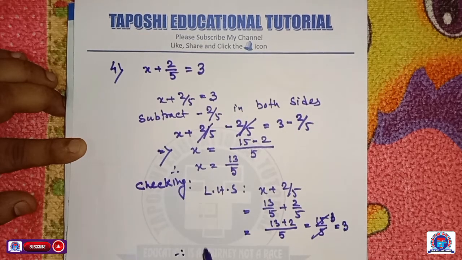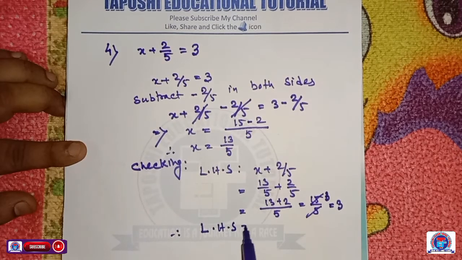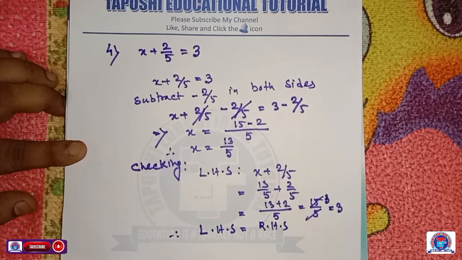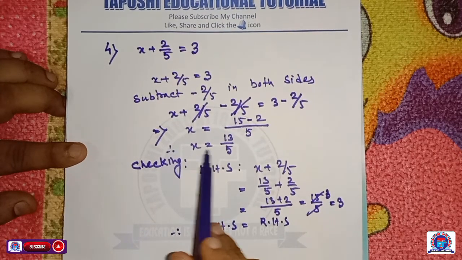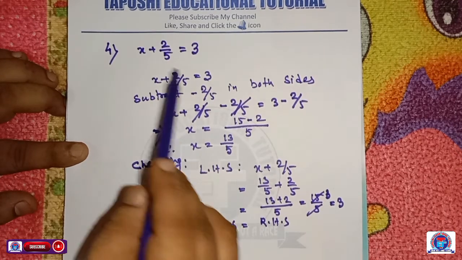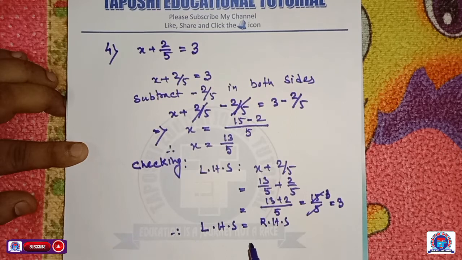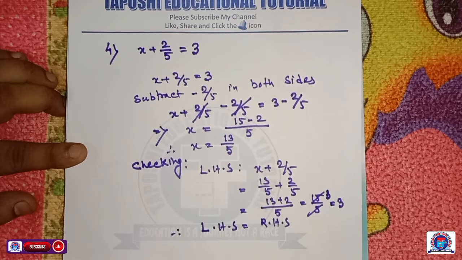So therefore left hand side is equal to right hand side. Okay, so this value of x is equal to 13 by 5 satisfies this equation. Okay, I hope you understand very well these mathematic problems.